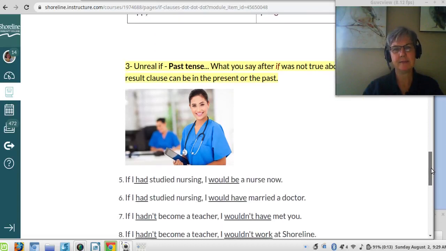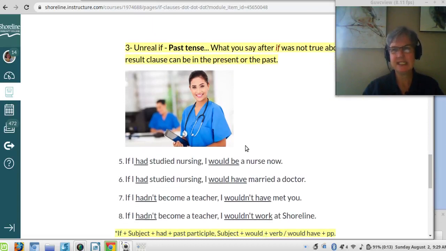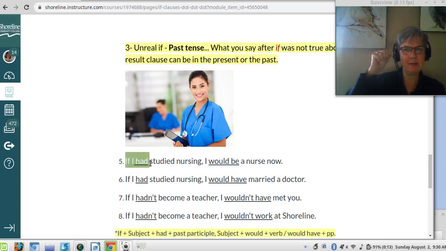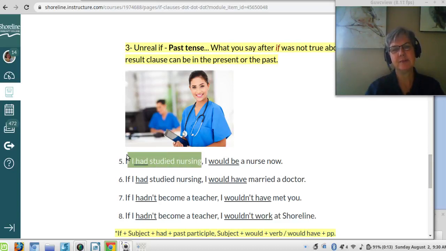It's about your past. So for example, I didn't study nursing. If I had studied nursing, I would be a nurse now. In this case, if I had means I'm talking about 10 years ago or 30 years ago. For me, it would be, oh my God, 40 years ago. So 40 years ago, if I had studied nursing, I would be a nurse now. So this is the past tense conditional, but the result can be the present tense of now. So if I had studied nursing 10 years ago, I would be a nurse now.